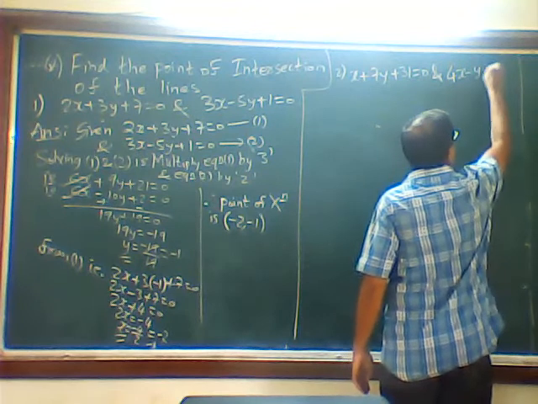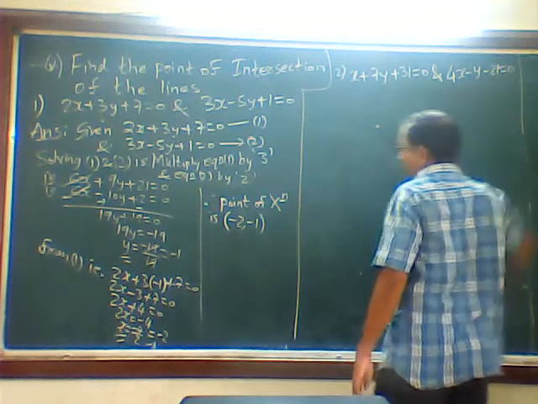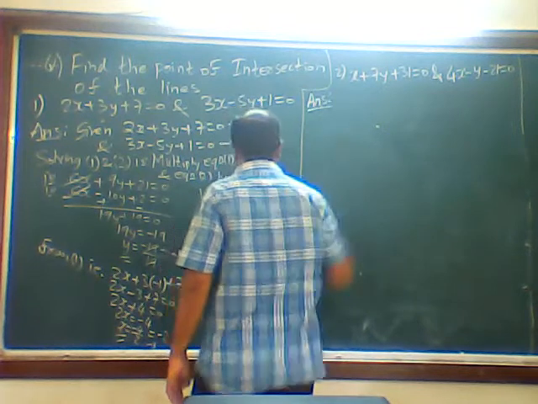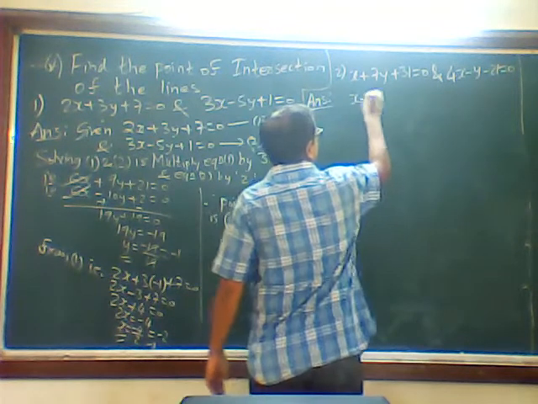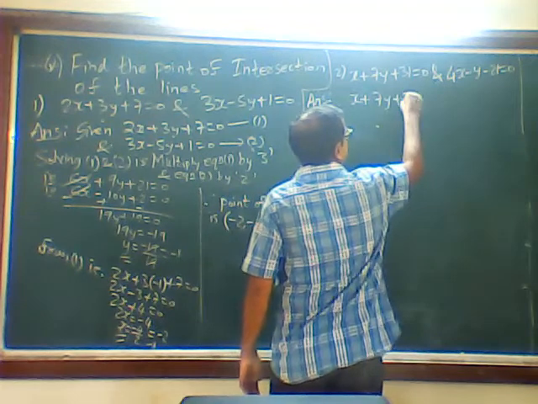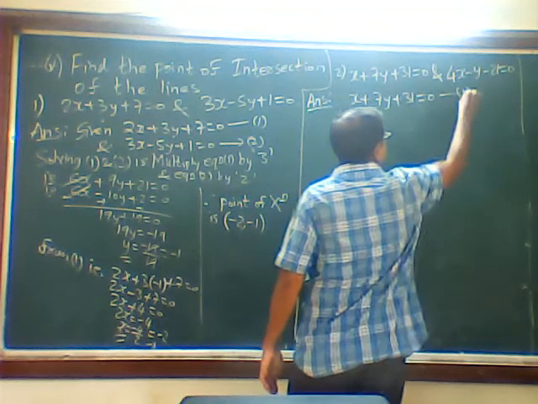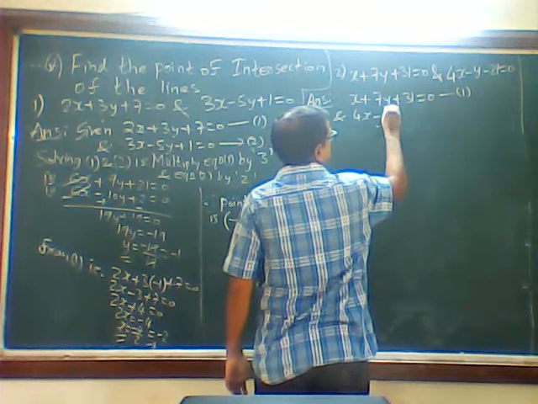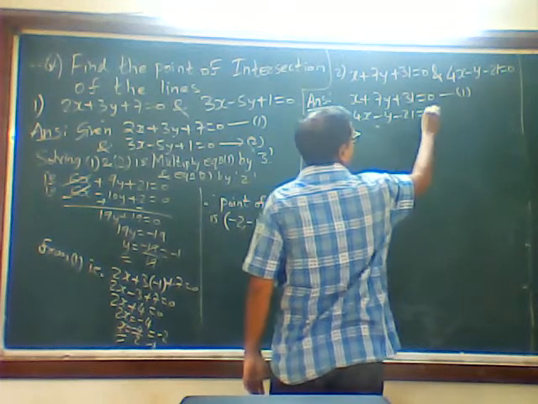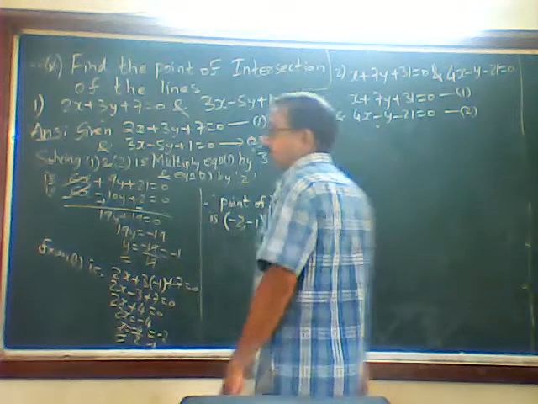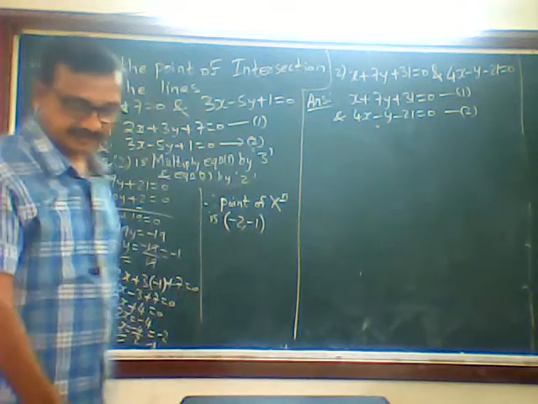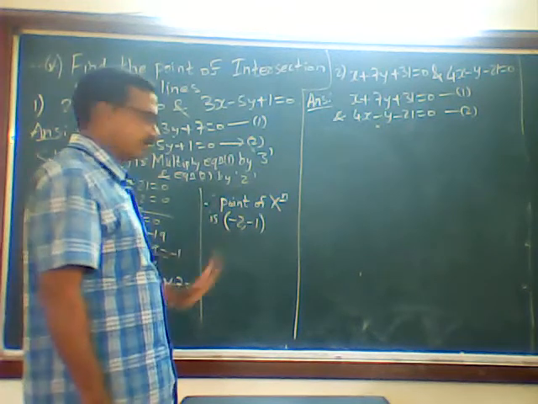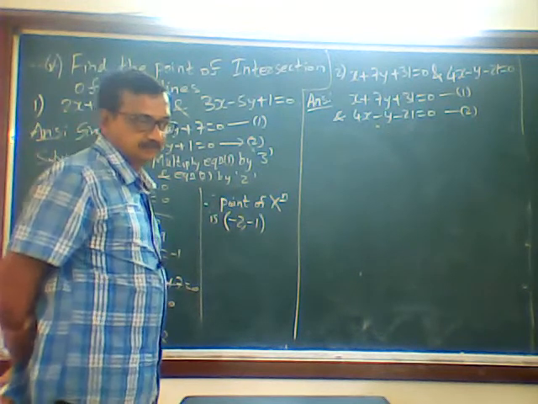4x minus y minus 21 is equal to 0. Okay, answer. So x plus 7y plus 31 is equal to 0 is equation 1, and 4x minus y minus 21 is equal to 0 is equation 2. Again here also you can either cancel x or y. You have to decide first, and on that you are going to write the further things.